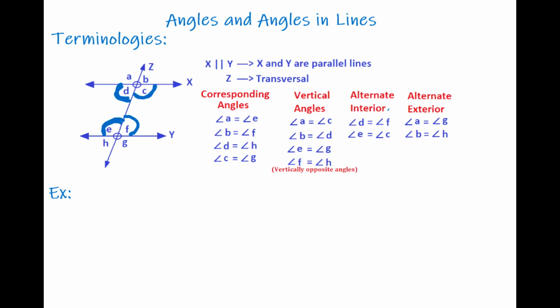And for alternate exterior, A is equal to G. A is right here and that is equal to G. And similarly, B is equal to H. B is right here and H is right here, guys. So let's take a look at the applications of these properties.